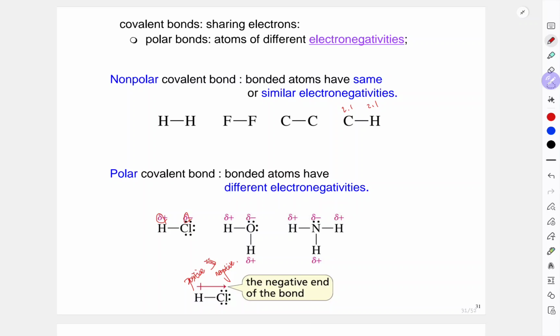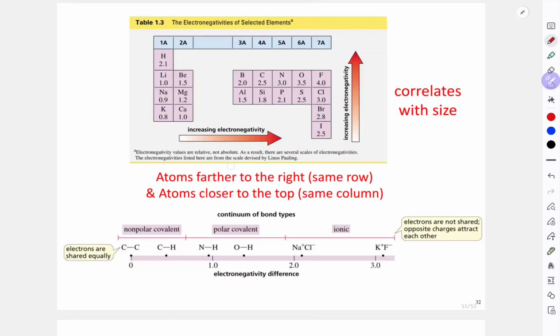And there are some rules of thumb. You can refer to this table, the continuum of bond type from carbon-carbon to the ionic bond, potassium cation and fluoride anion. The left-hand side regime is a non-polar covalent bond, where the electrons are shared almost equally in this extreme. On the right-hand side, you have the ionic bond, where electrons are not shared. Basically, the electron is given by one element and the other element accepts it, so the opposite charges attract each other: K plus, F minus, sodium plus, chloride anion.